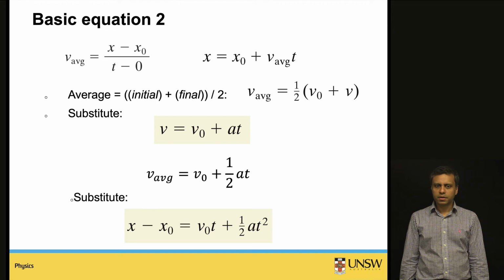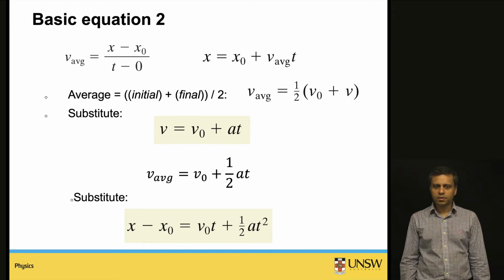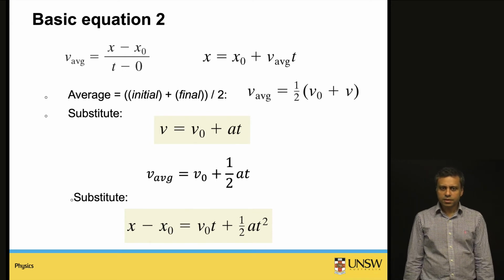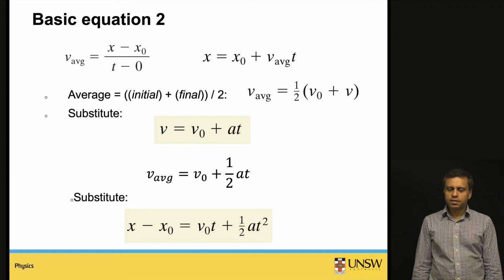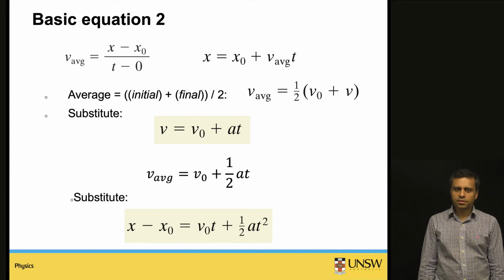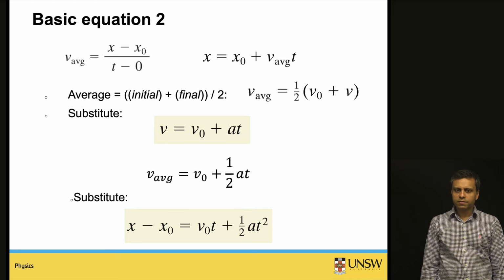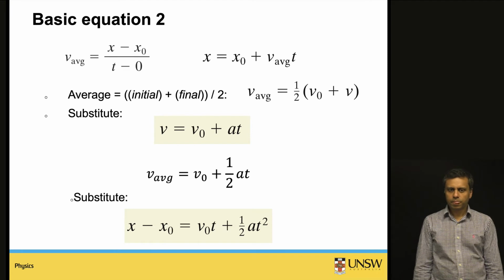It's an average of a quantity, right? The quantity at some initial point and the quantity at some final point, and if you divide by 2, you get the average of that quantity. So v average is written as half times v naught plus v. And then instead of v, we substitute the other equation, v equals v naught plus at. And for average velocity, we get this expression, v naught plus half at.